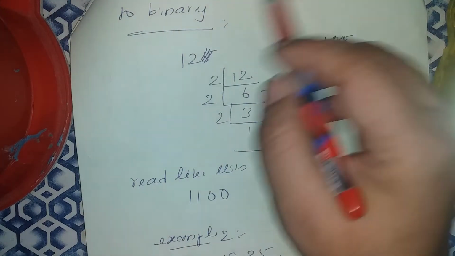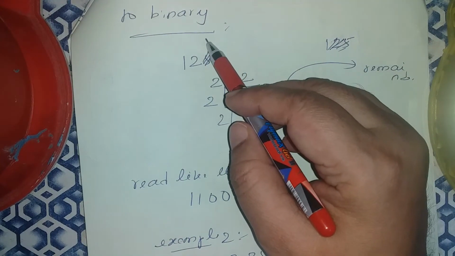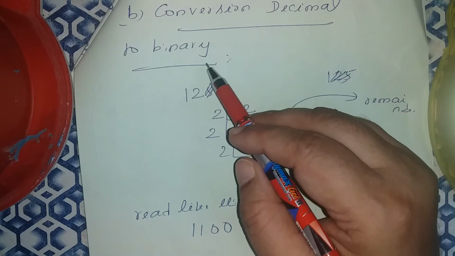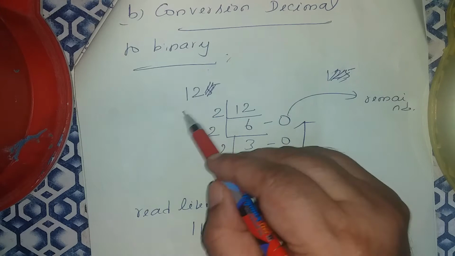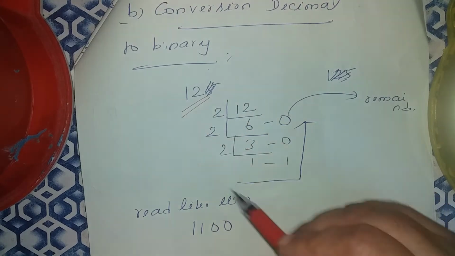Conversion of decimal to binary. Till now what you have studied is binary to decimal. Here is conversion of decimal to binary. How to convert? You got a number 12 as the decimal number. How to convert it to binary?